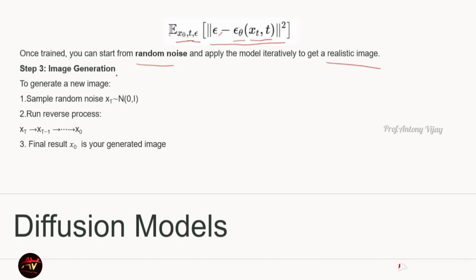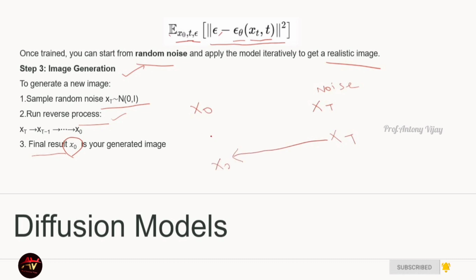Now the third step is image generation. The noise process gets started and the reverse process is already over. So finally the result is x0. Initially we start with x0, and we reach xt, full of noise. After that, from xt we reverse the process back to x0. Now this is denoising. So this is the pure image. This is what are called diffusion models.